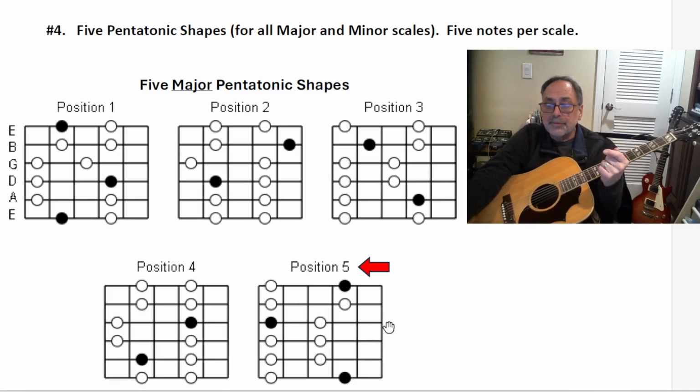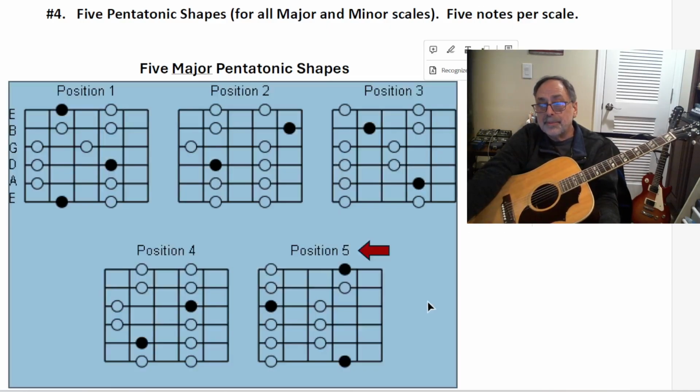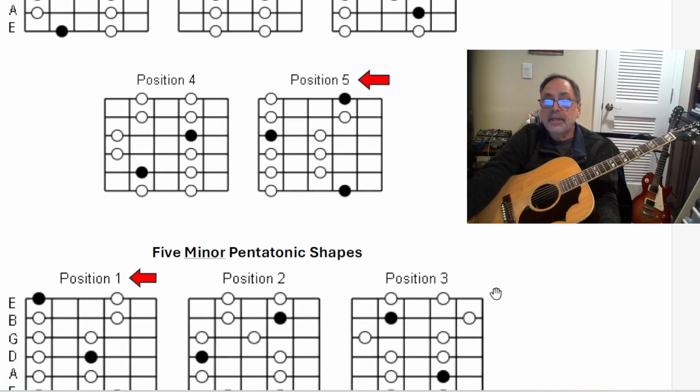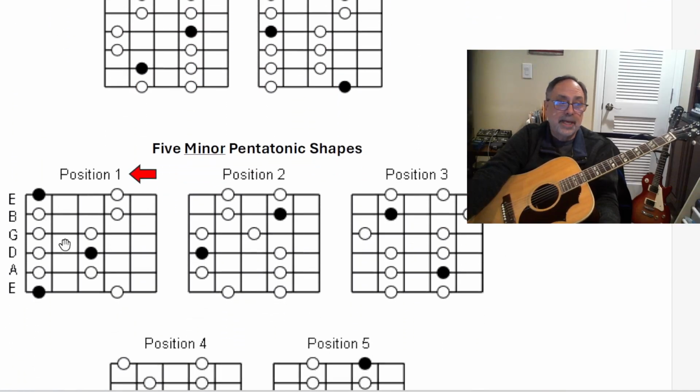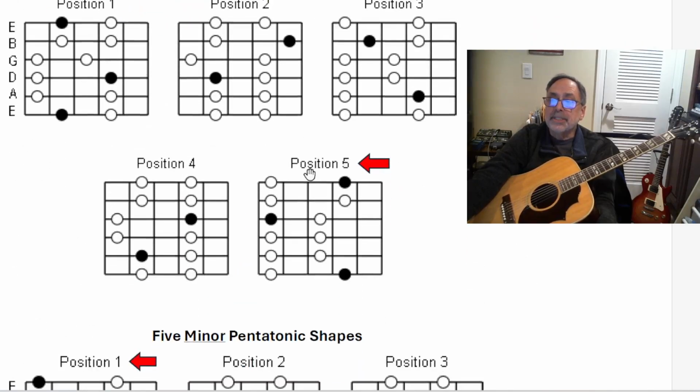We're going to start with position 5 here in this major pentatonic scale, for a couple of reasons. One of which is it's pretty symmetric. It also happens to be position 1 for the minor scale. If you notice, the only thing different are the black dots. The black dots represent the root. So for today's lesson, we're going to cover C major, and this position here.